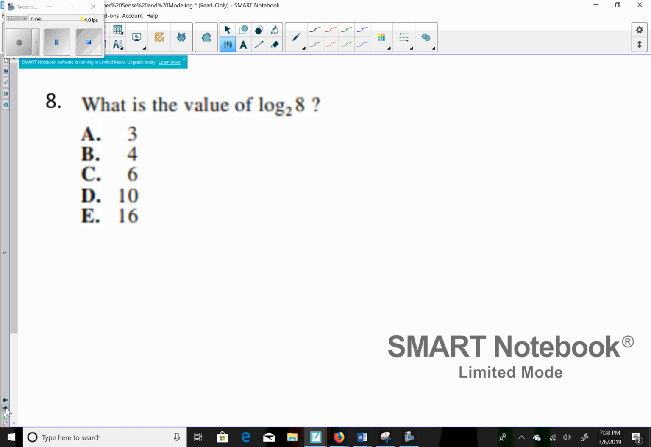Number 8, what is the value of log base 2 of 8? You can either put this directly into your calculator. Remember, you will not be impressed to test. That would probably be the most efficient way. Or you can remember that this actually means 2 raised to what power is equal to 8. Either way, you're going to get choice A.